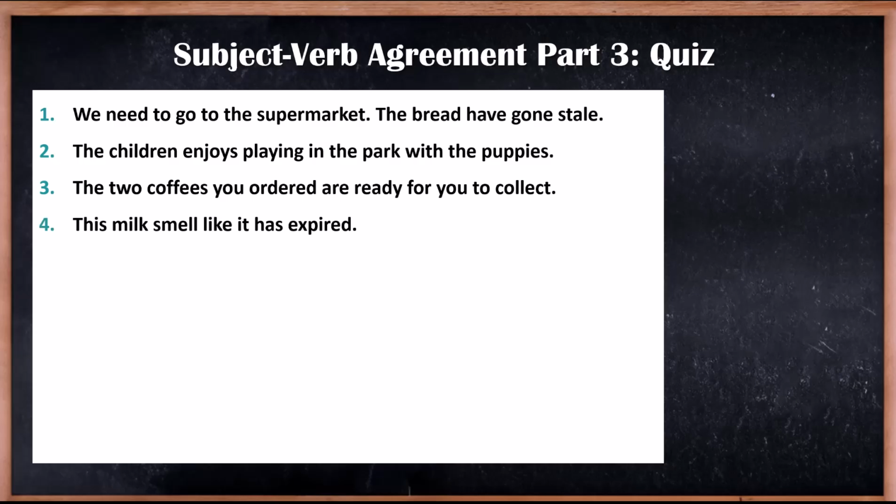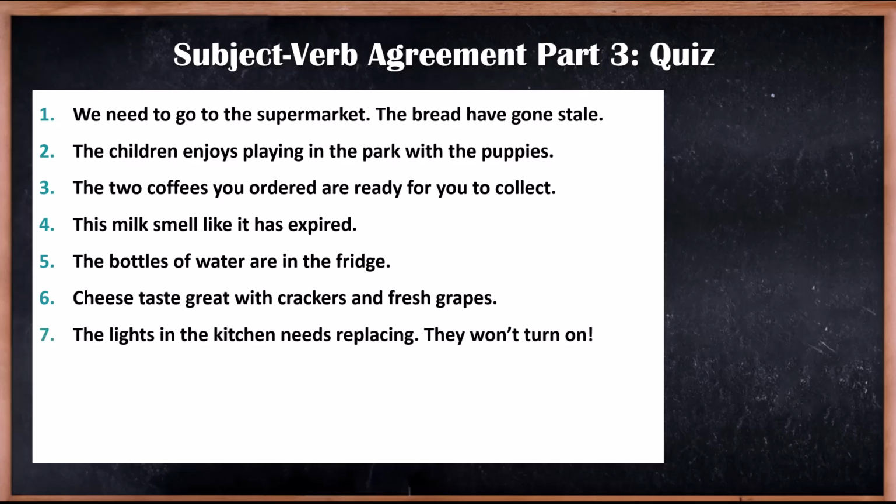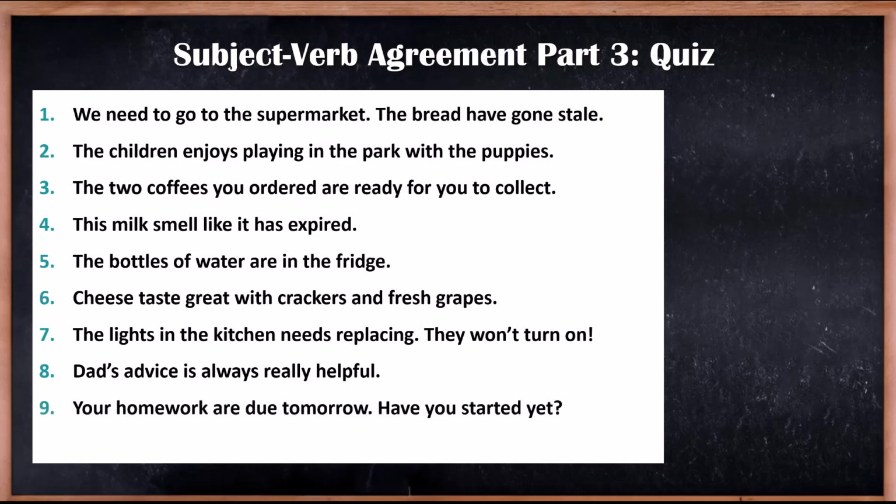Number 4, this milk smells like it has expired. Number 5, the bottles of water are in the fridge. Number 6, cheese tastes great with crackers and fresh grapes. Number 7, the lights in the kitchen needs replacing. They won't turn on. Number 8, Dad's advice is always really helpful. Number 9, your homework are due tomorrow. Have you started yet? And finally, number 10, the news is surprising to many people.